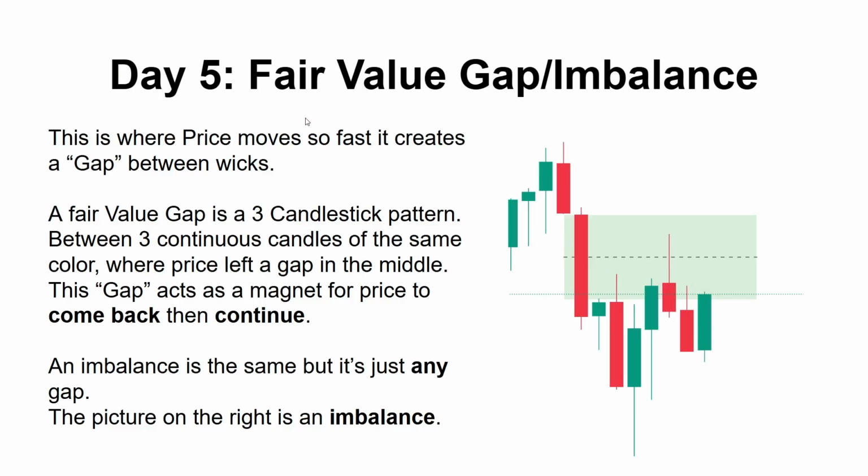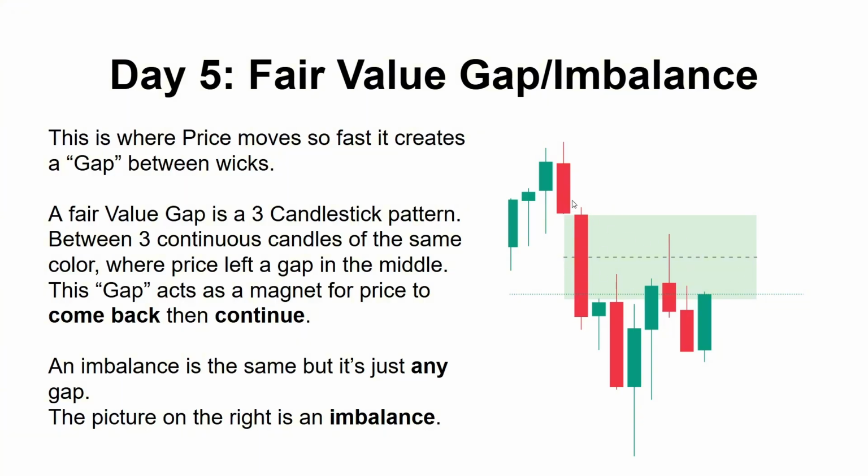So the difference between fair value gaps and imbalances is that a fair value gap is a 3 candlestick pattern. Well, both of them are. They're both 3 candlestick patterns. But a fair value gap is 3 consecutive colors, so like red, red, red, or green, green, green. An imbalance can be whatever. So for this example, this is an imbalance. It's a red candlestick and a green candlestick that created this gap right here.